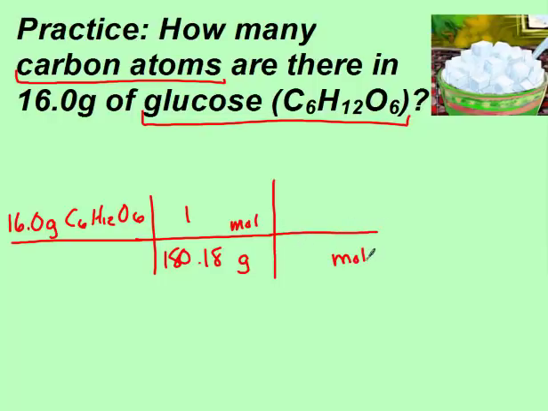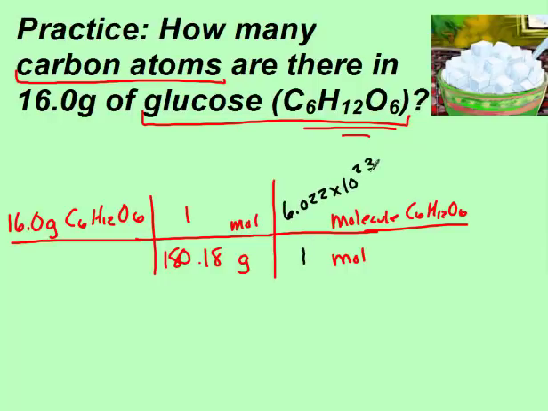Then we can go moles to molecules. This is a molecule of C6H12O6. For every 1 mole, we have 6.022 times 10 to the 23rd molecules. But notice in the problem, we don't want molecules, we want carbon atoms. So we need one more step. This step is the one that's different.